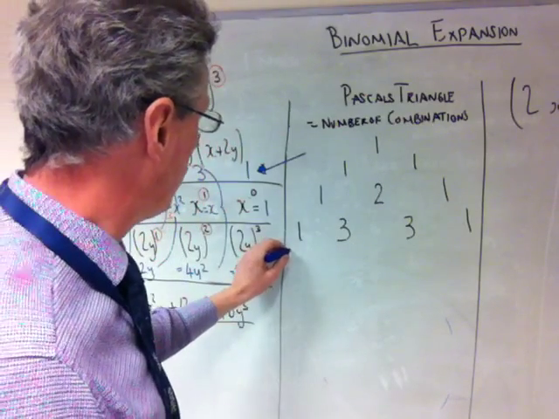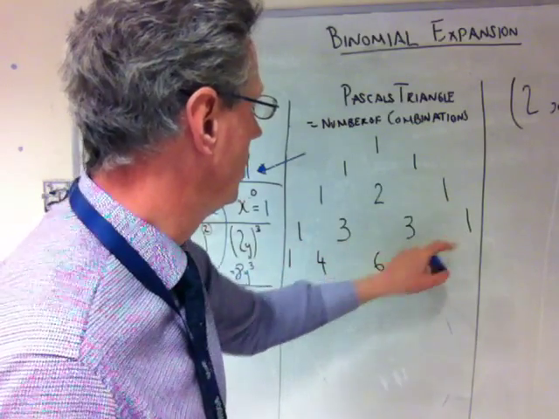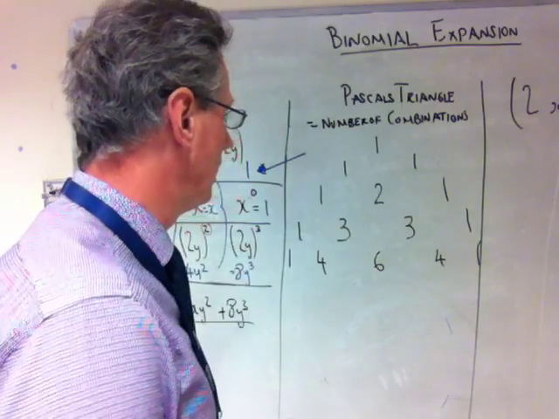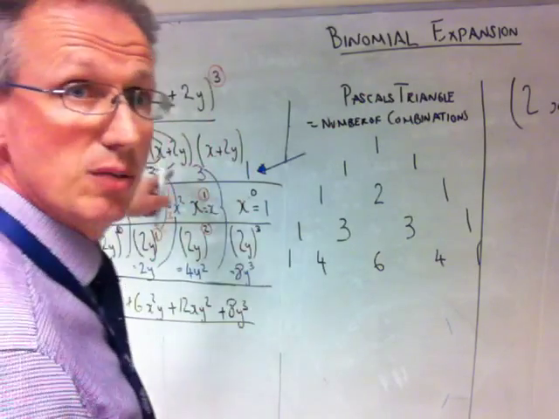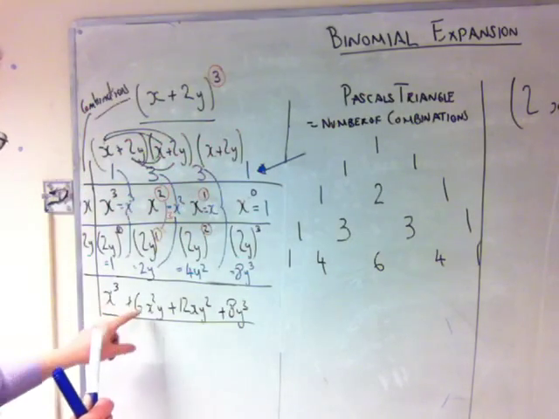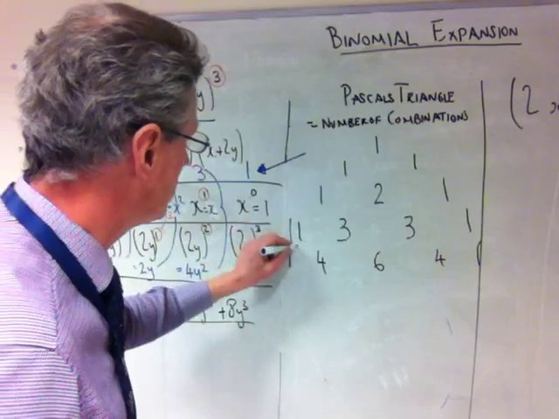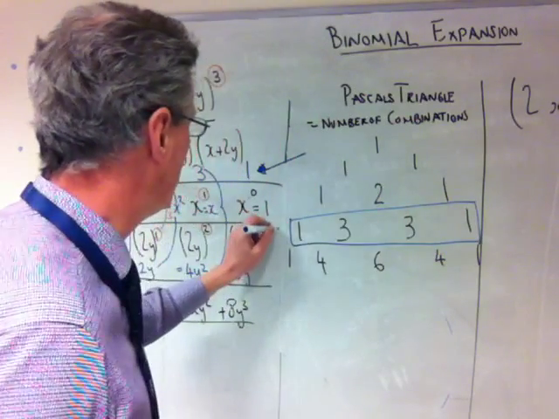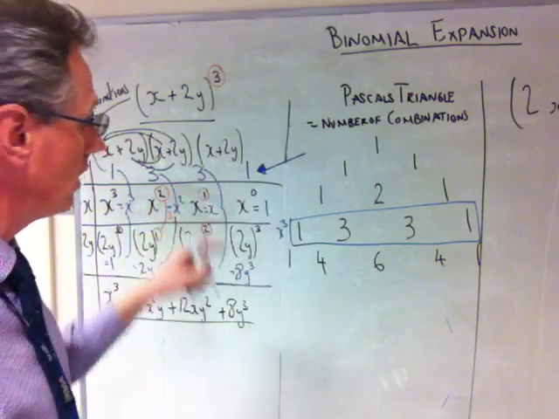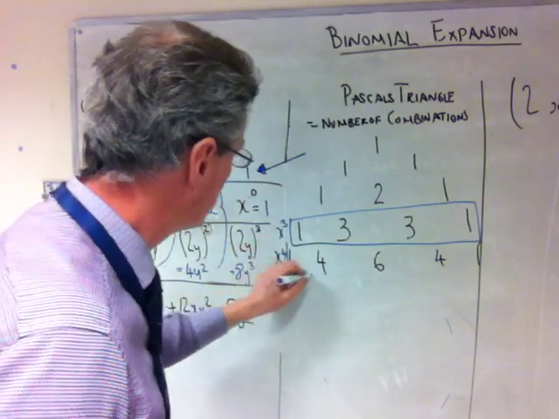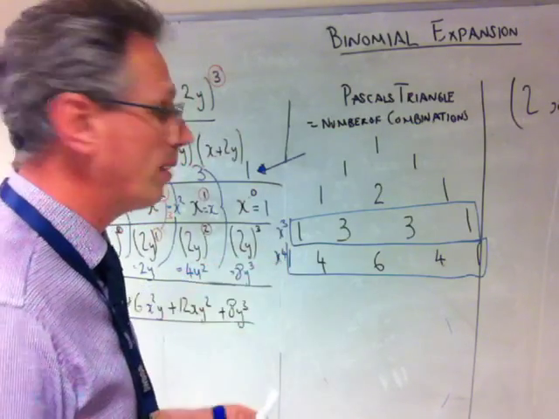Then we do the next one. We've got 1 on the outside. 1 plus 3 is 4. 3 plus 3, 6, 4, 1. Now the key thing that we're looking at here is that, for example, in this cubic expansion, how many terms did we have? We had 1, 2, 3, 4 different terms. What you'll notice is that this one here, 1, 3, 3, 1, relates to the x cubed that we did. This one would relate to something to the power 4 expansion.